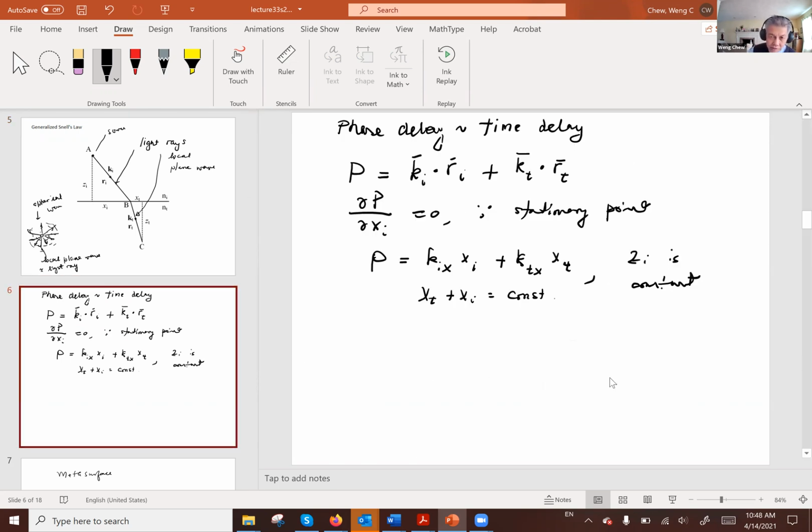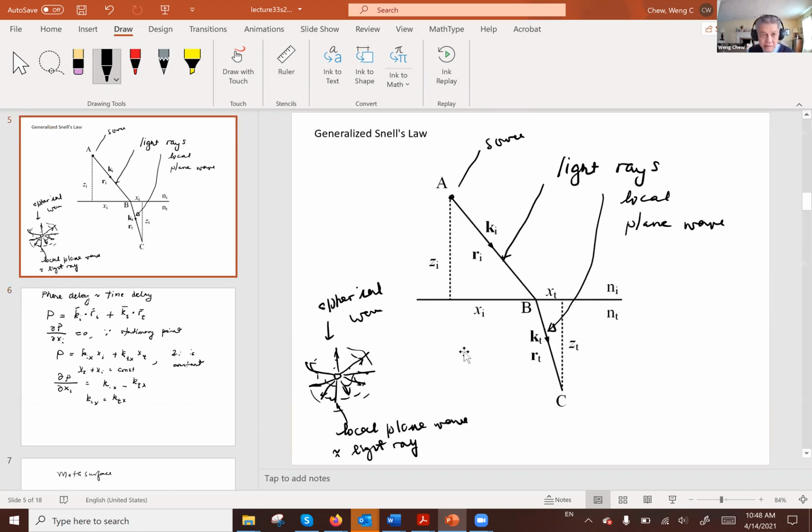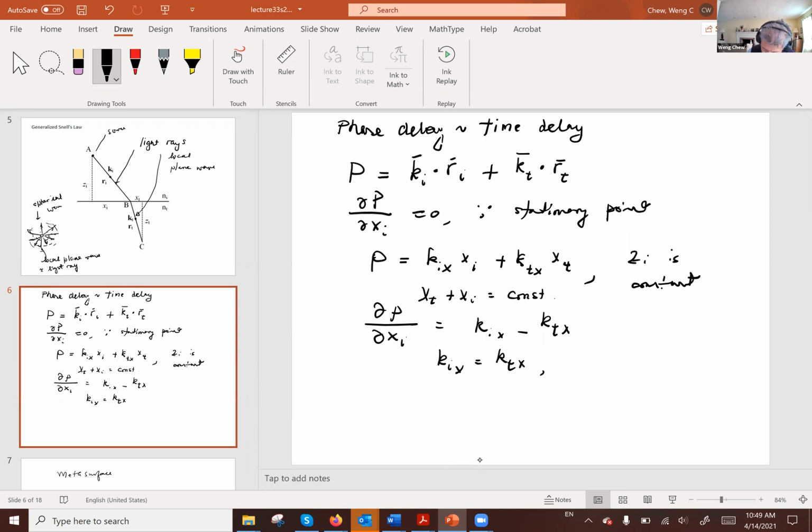So if I were to differentiate this with respect to Xi, then I will get KiX. But the second term, I will get KtX because Xt plus Xi is a constant. And so I have this, by Fermat's principle, KiX must be equal to KtX. And this is just Snell's law, that the X component of these two K vectors should be the same. Okay, this is just phase matching or Snell's law.